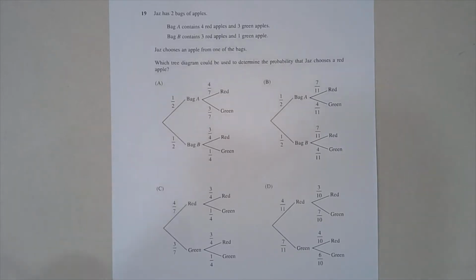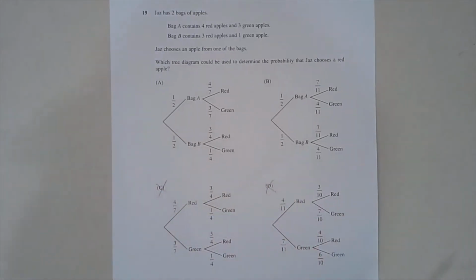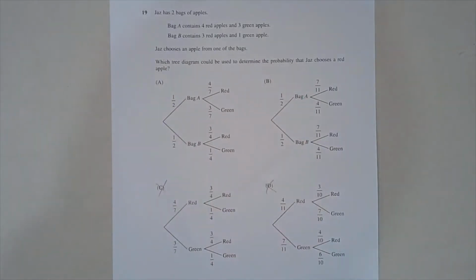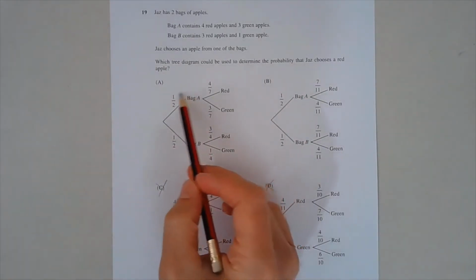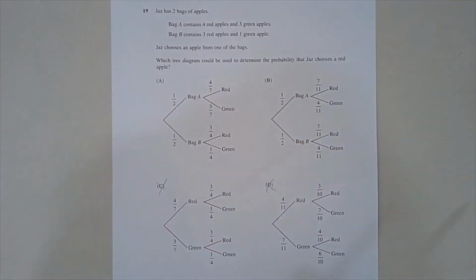Now this is a multi-stage event, so it consists of 2 stages. Stage 1 is to choose a bag, bag A or bag B, and there's a 50-50 chance of one or the other being chosen. So if you look at option C and D, the first stage does not refer to the bag or what bag to choose. So option C is out and option D is automatically out. That leaves us options A and B to choose from. So we have a 50-50 chance of choosing bag A or bag B for the first stage.